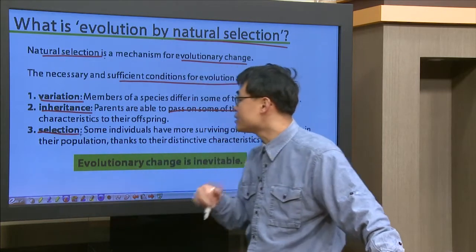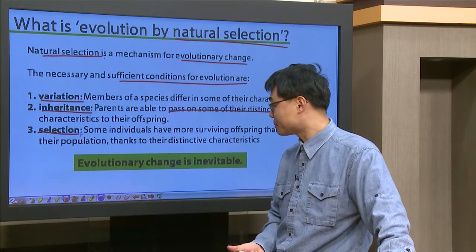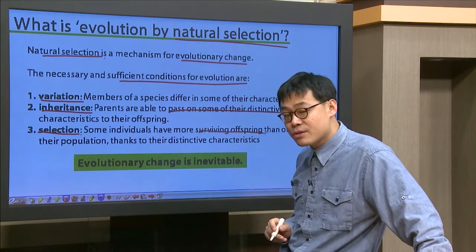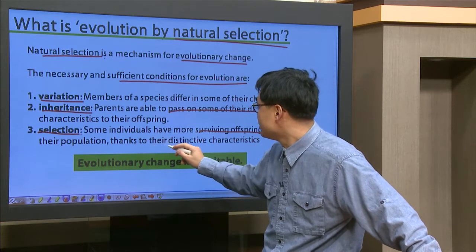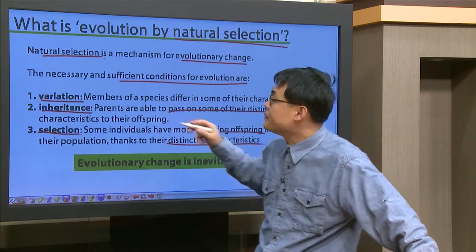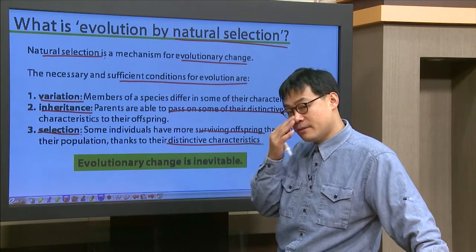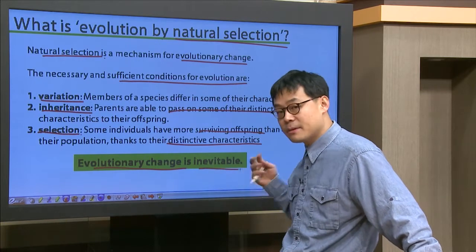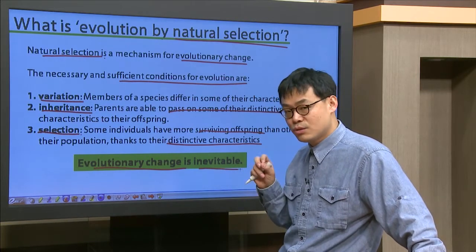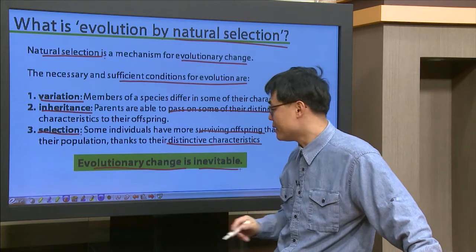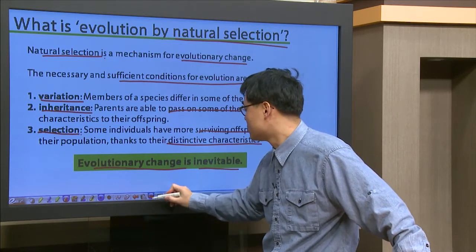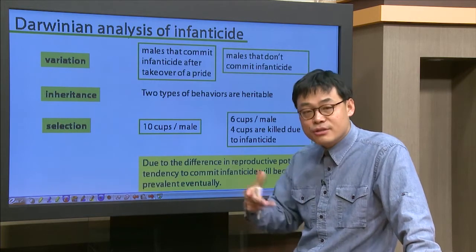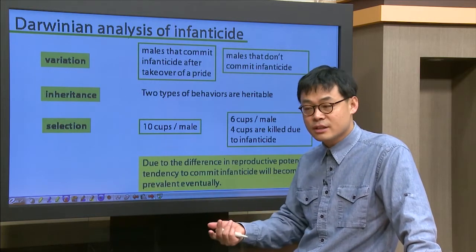Then selection. If there's selection and you have this variation, then some individuals have more surviving offspring than others in the population, thanks to their distinctive characteristics. If these three conditions are met, then evolutionary change is inevitable. Evolution has to occur if you have these three conditions met. Now we pretty much know about evolution by natural selection.